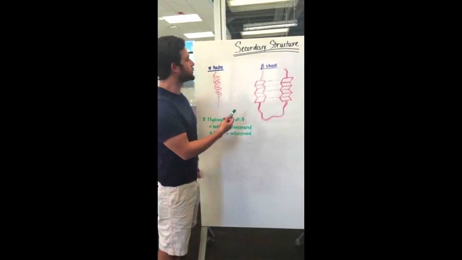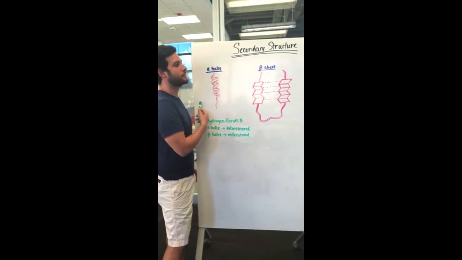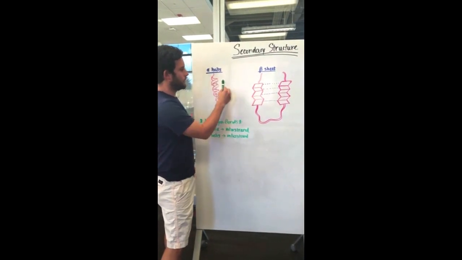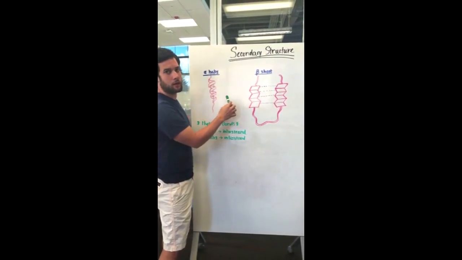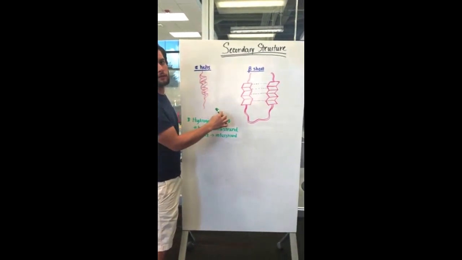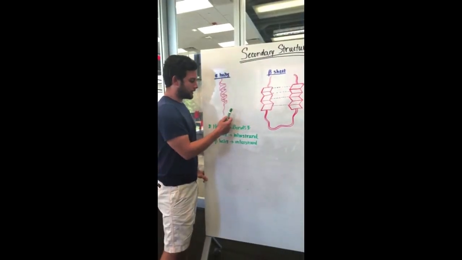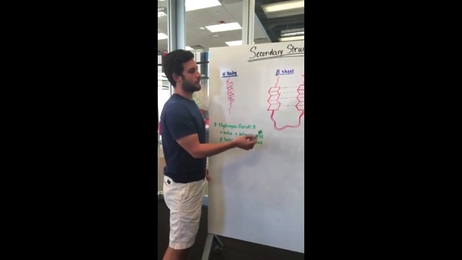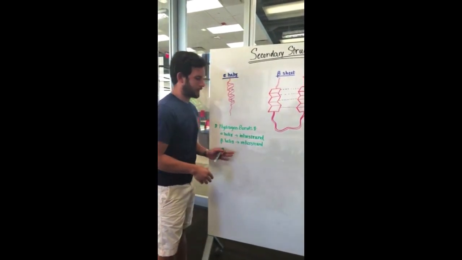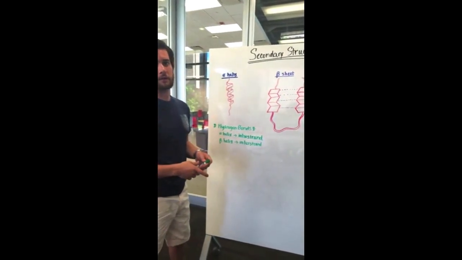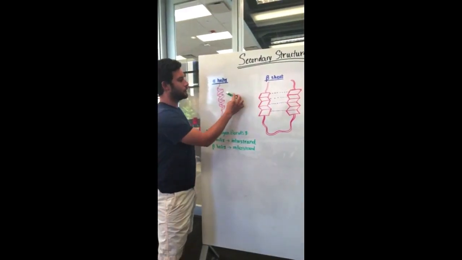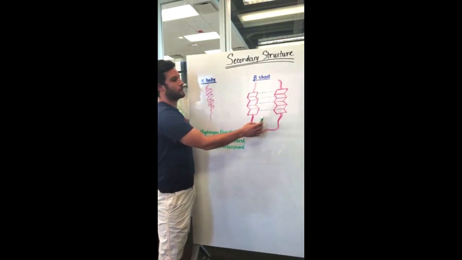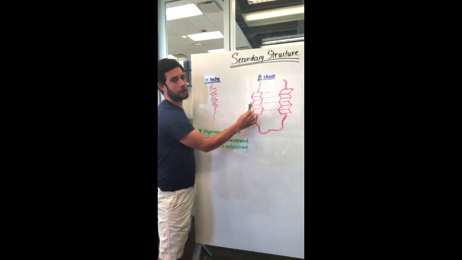The secondary structure consists of alpha helices and beta pleated sheets. Within the helix and the sheet are hydrogen bonds. In the alpha helix, there are intrastrand hydrogen bonds. In the beta sheet, there are interstrand hydrogen bonds. Intrastrand means in between the strand itself. Interstrand means in between one strand and the other.